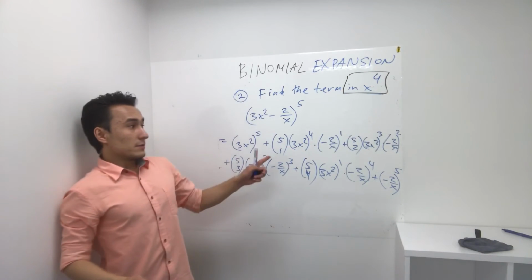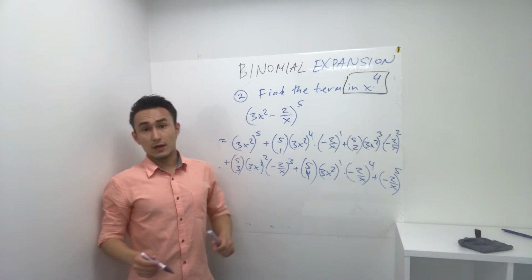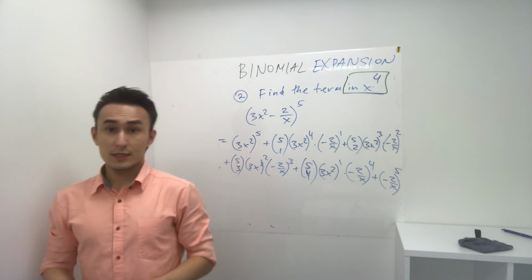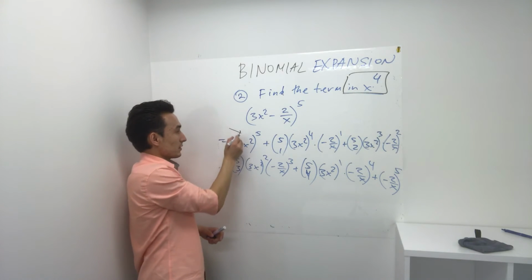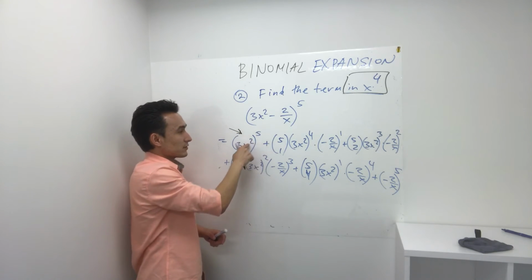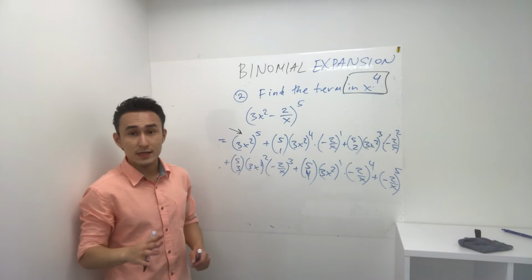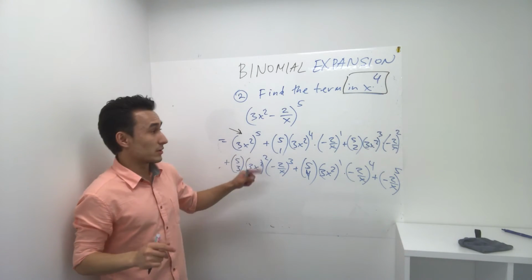Now, out of all of these terms, which one is the term in x4? The first one, let's see. What's the power of x here in the first term? So x squared and then the power of 5. 2 times 5 is 10. x to the power of 10. No, it's not. That is not the term that we're looking for.